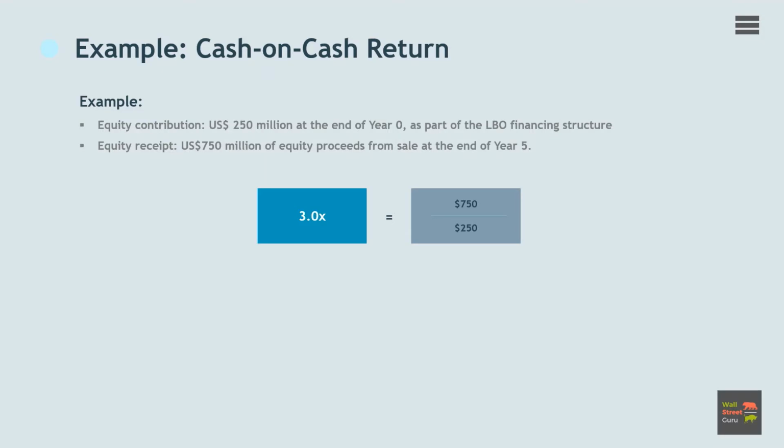Using the same example again. Assuming a fund contributes $250 million of equity and receives equity proceeds of $750 million at the end of the investment horizon, the cash return is 3.0x. This is calculated by simply dividing the cash inflow of $750 million by $250 million of initial cash investment. This of course assumes that there are no additional investments or dividends during the period.